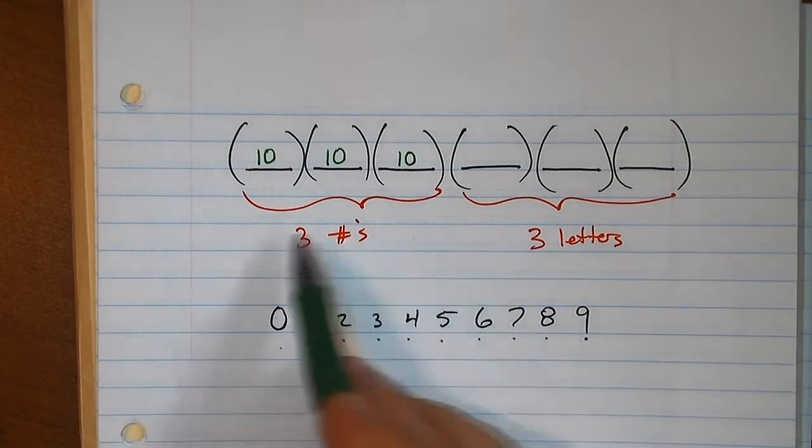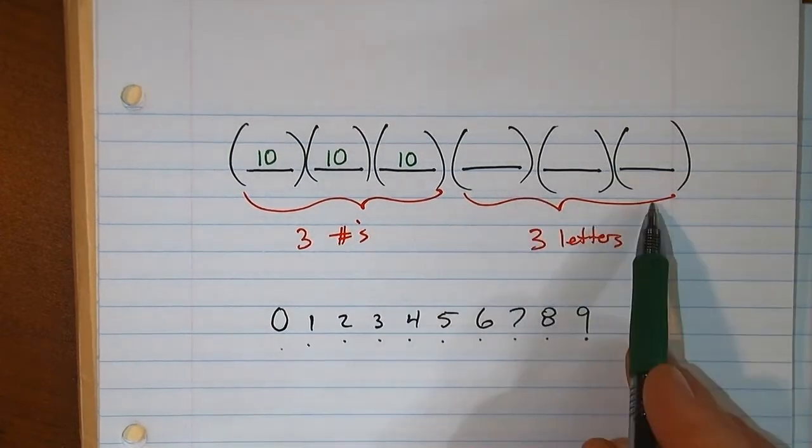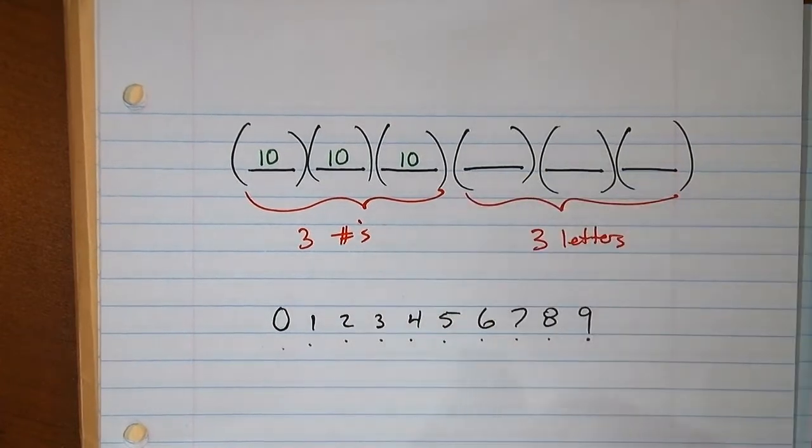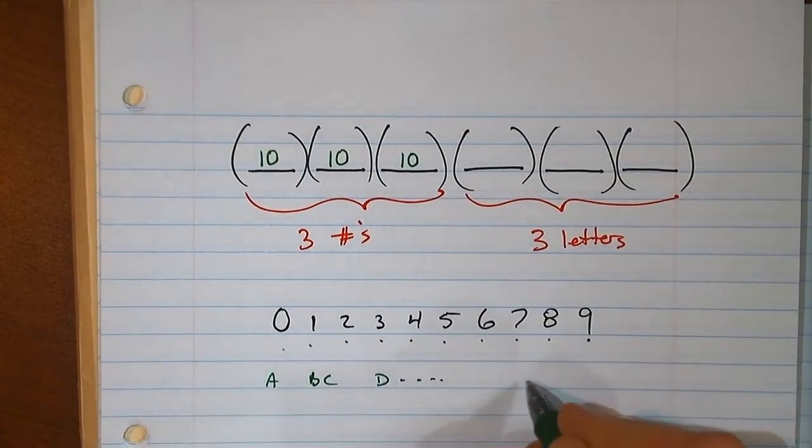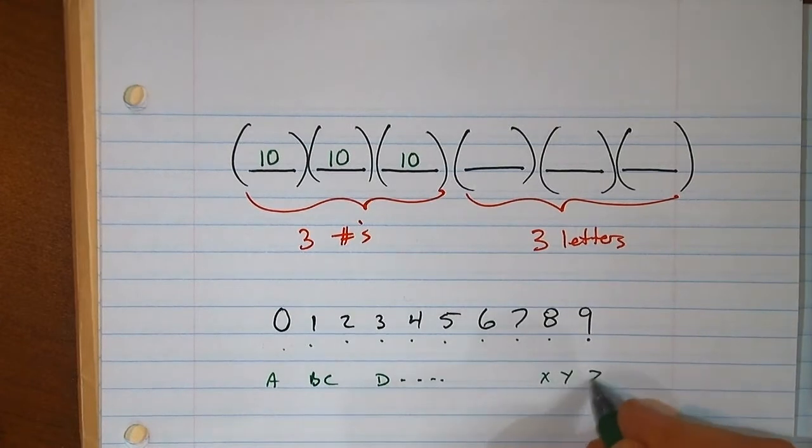Okay, now I'm done picking numbers. Now I have to pick letters. So for each of these spots, I have to pick a letter. So there's A, B, C, D, right? All the way to X, Y, and Z.